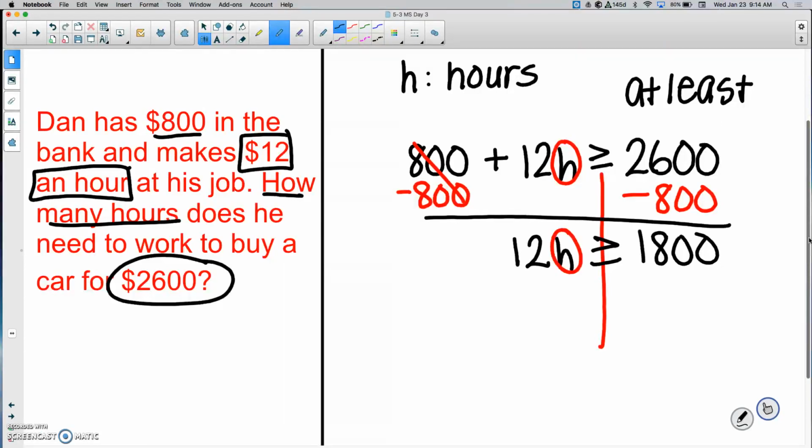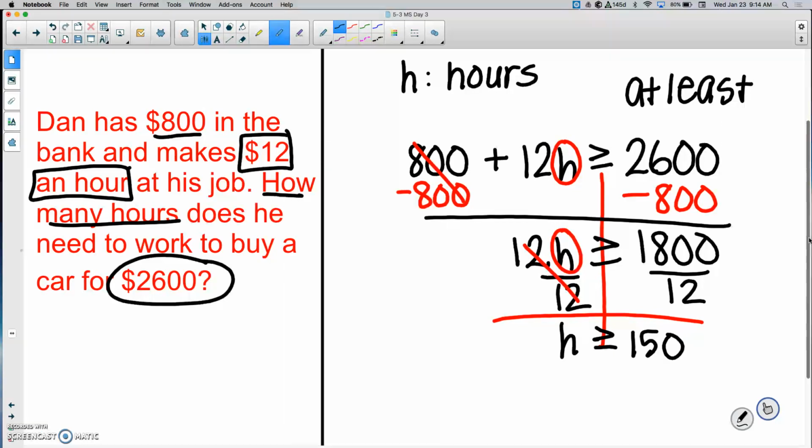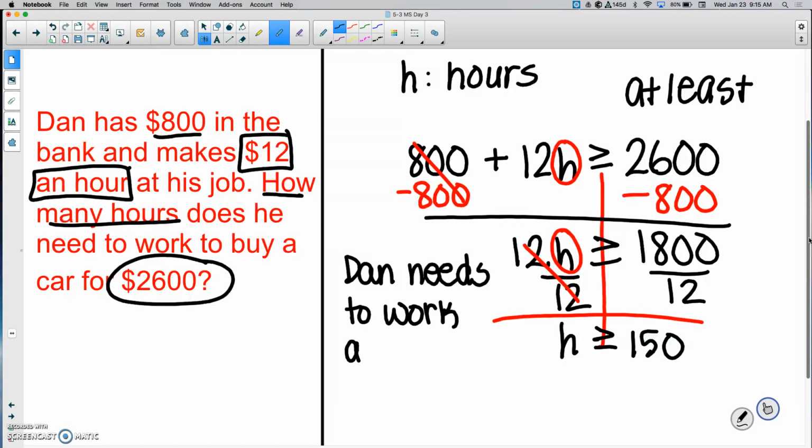So then if we divide by 12, we will figure out how many hours he needs to work. So $1,800 divided by 12 is 150. So I am going to answer this one because it's a word problem. To answer it with a sentence. Dan needs to work at least 150 hours to buy the car.